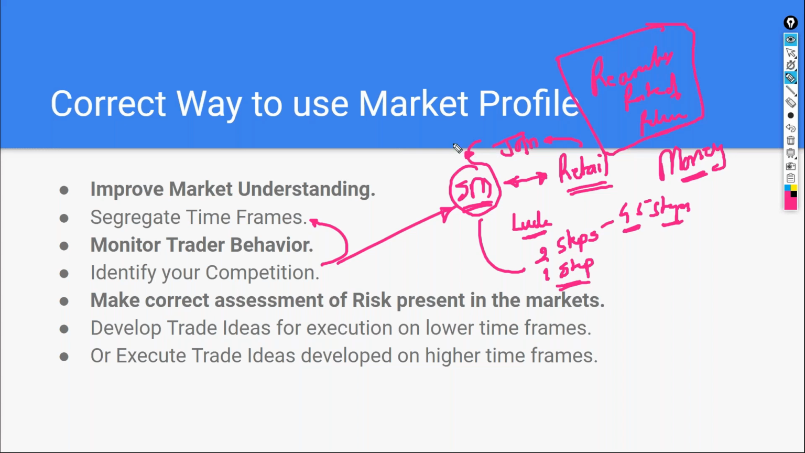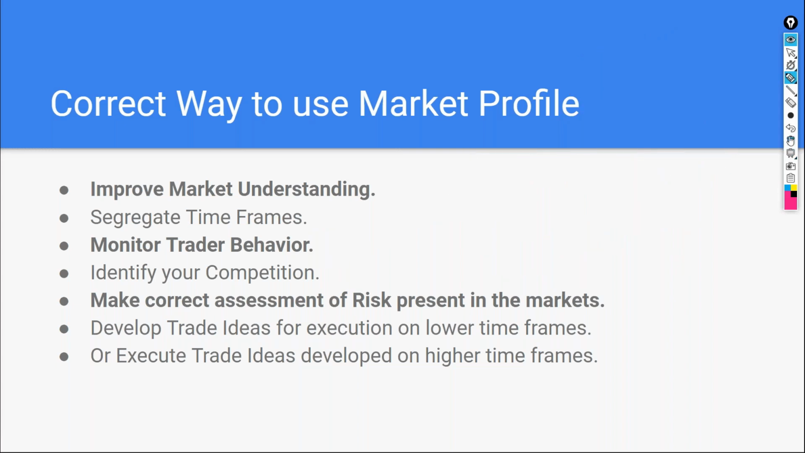Makes sense? So you need to identify the competition. Now, why I'm saying that you can be 2, 3, 4, 5 steps behind and still be a great player. Sorry, a great trader. I wanted to give you a cricket example. That's why I said player.